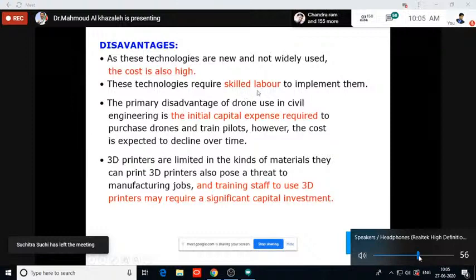They have to start to train their laborers, civil engineers, foremen and technicians in order to enable them to have enough skills to use this technology. The primary disadvantage of drone use in civil engineering is the initial capital expense required, but in time I'm sure the cost will be less, and even the way we use them will be easier. 3D printing, even this technique, started with difficulty, but it will be easier and faster. It will even enable our civil engineers, designers and contractors to implement different projects using 3D printing.